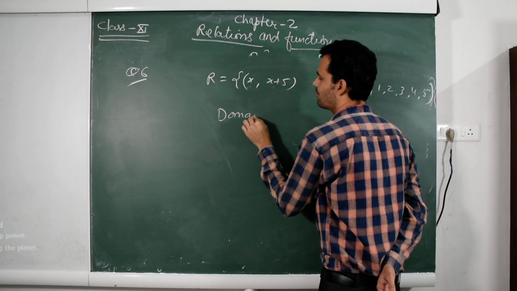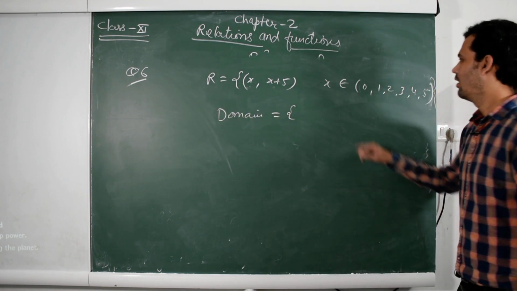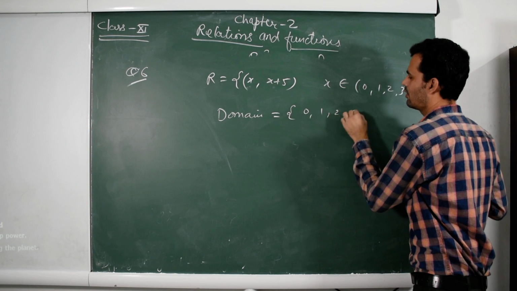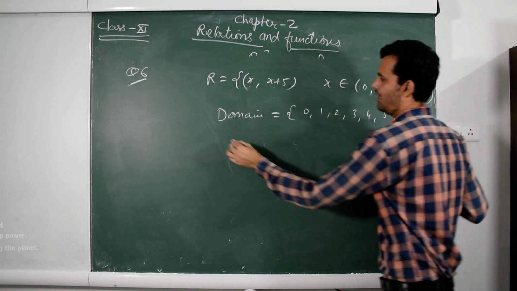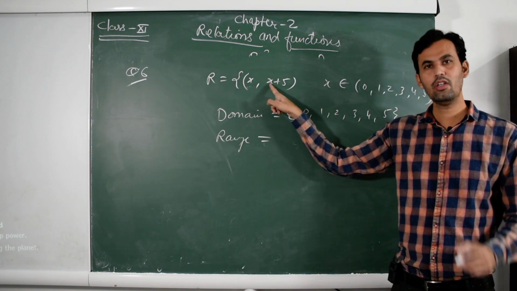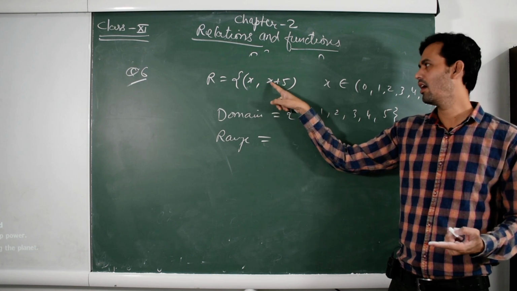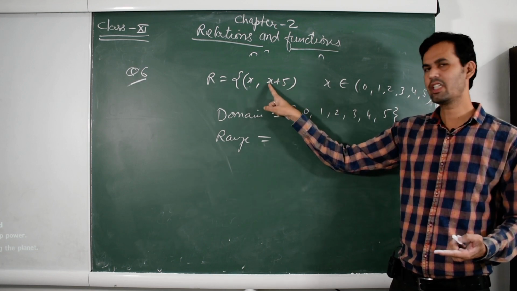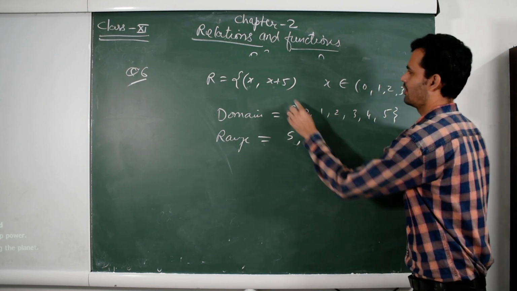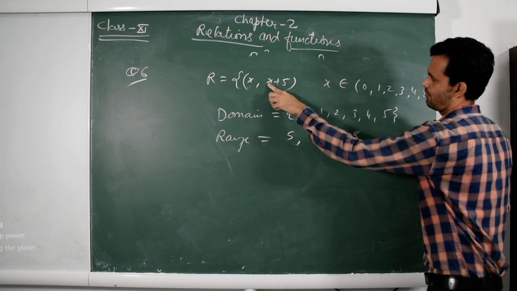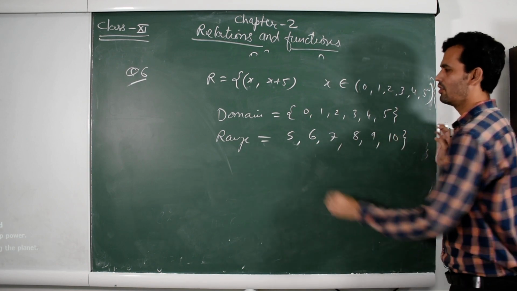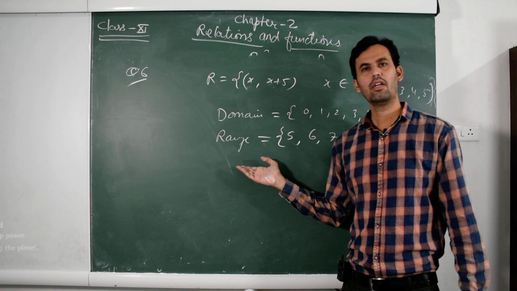So we have to find the domain and range of this relation. Domain is the value of x, 0 to 5. So domain is 0, 1, 2, 3, 4 and 5. And range: all second elements of the set are called range. If we put 0 here, then we get 5. If we put 1, then we get 6. If we put 2, 7, 3, 8, 4, then 9 and 5, then 10. So these are the range of the relation.